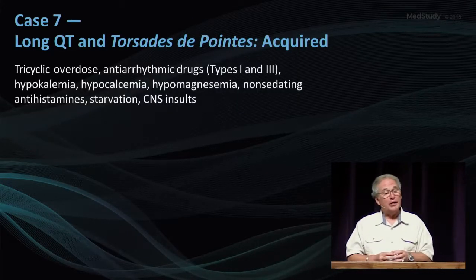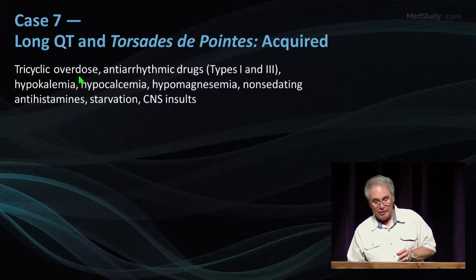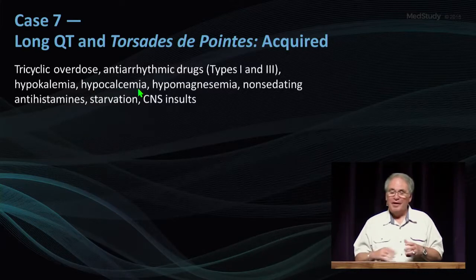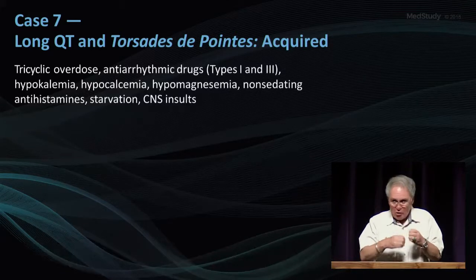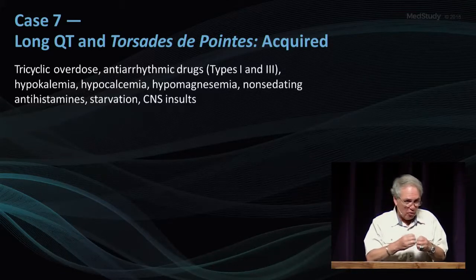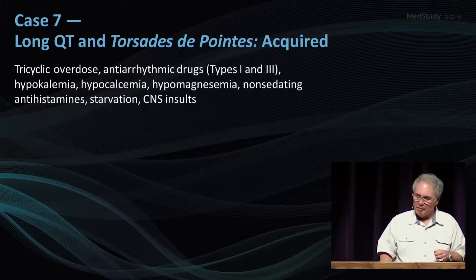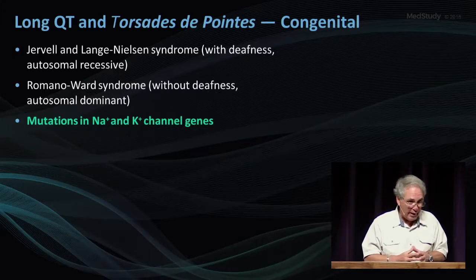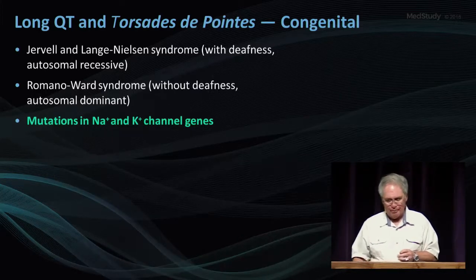Now, you can acquire a long QT issue through certain medications, tricyclic overdoses, certain antiarrhythmic agents, electrolyte abnormalities, hypokalemia, hypocalcemia. They can all lengthen the QT interval on the electrocardiogram, but you'll probably know that your child is on some of these medications or has these electrolyte problems because the kid's in the intensive care unit. But probably far more common is the congenital long QT syndrome. It's not rare. That's one thing I want to drive home. This is not a rare condition.